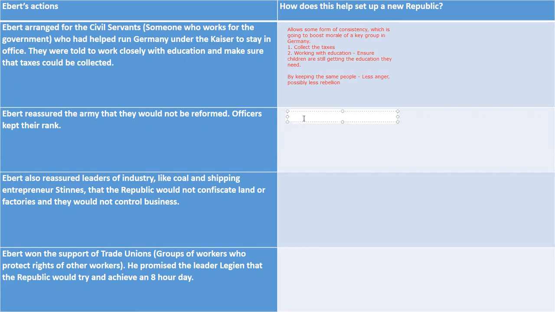By promising the army they wouldn't be reformed, that is going to keep the army on your side. Now, the army were probably the biggest threat to the Weimar Republic. Why? Because if they wanted to overthrow them, they could. By keeping the army on side, it's the hope that, number one, the new government will be protected in a time of crisis, mainly. And number two, there can be a time of peace to let the wartime crisis calm down.